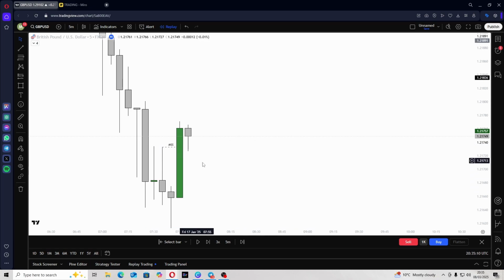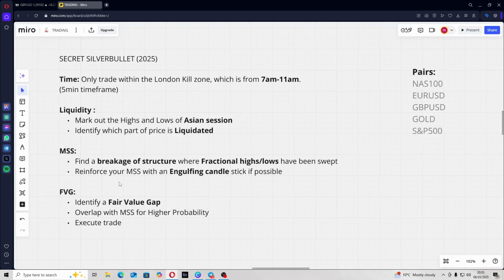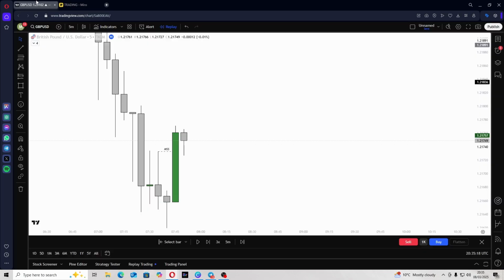Once we get this market structure shift, what I'm going to be doing now is identifying the fair value gap, and we can overlap the fair value gap with the market structure shift for a higher probability, and then we execute the trade.